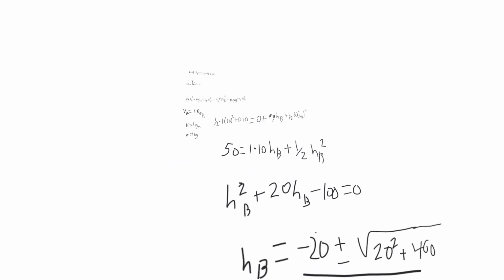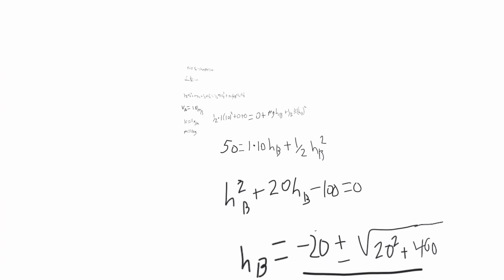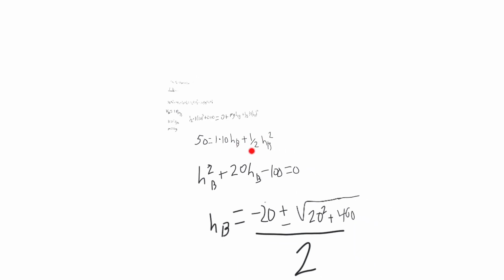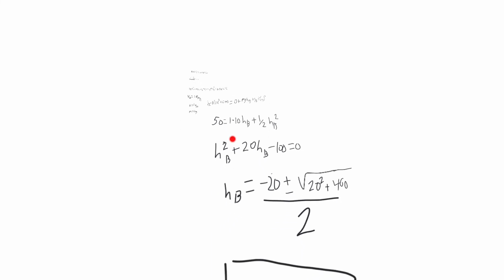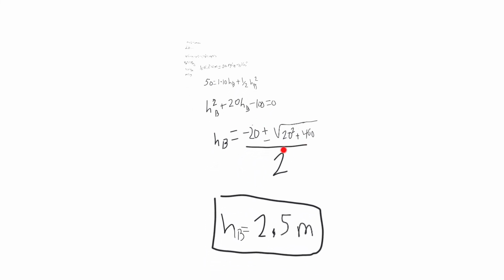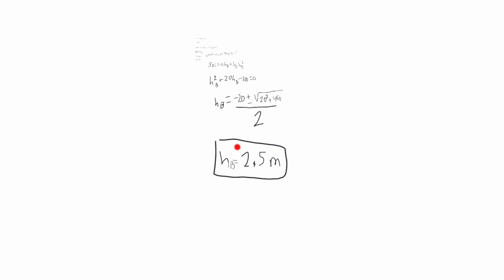Once you start plugging in the numbers, you solve this and it would give you 50. This 10 is referring to the mass times the gravity, and then you have HB plus half of HB squared. So now we end up having to use the quadratic formula, and once you set it up like this, you should get around 2.5 meters as the height, which is also the compression, 2.5 meters.